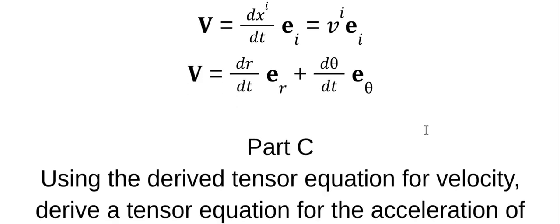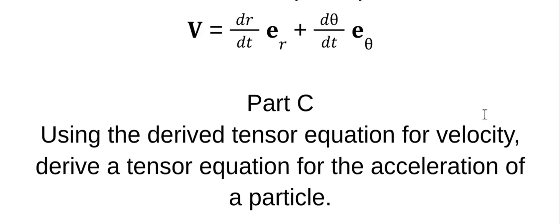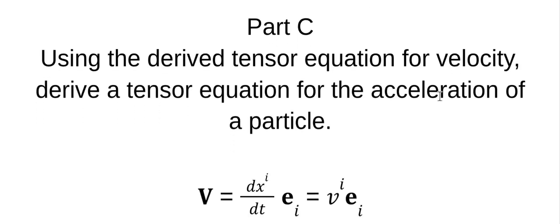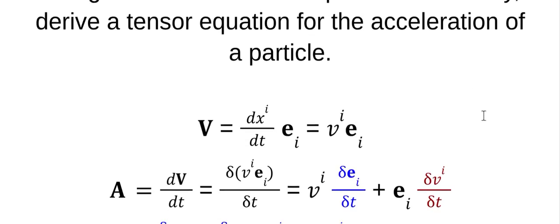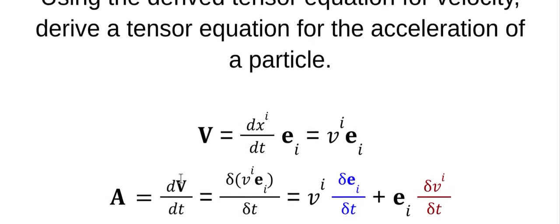Part C, using the derived tensor equation for velocity that we just did, derive a tensor equation for the acceleration of a particle. Okay, this one's fun. All right, so here's what we got for velocity. Now, what is acceleration? Acceleration is the change in velocity with respect to time. So we're going to take the derivative of this product with respect to time. So we use the product rule: first times derivative of the second plus the second times derivative of the first.